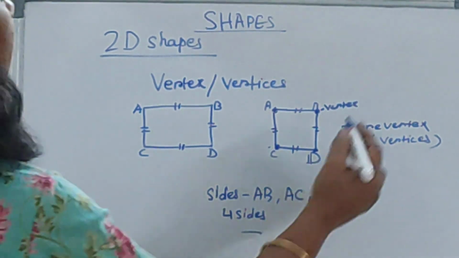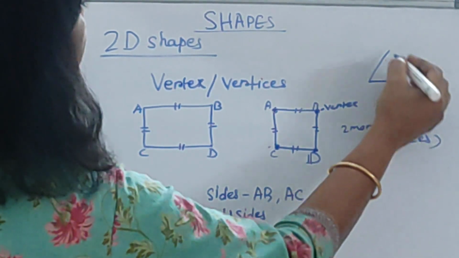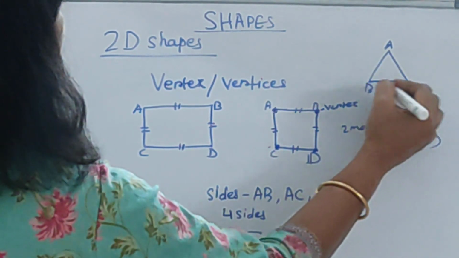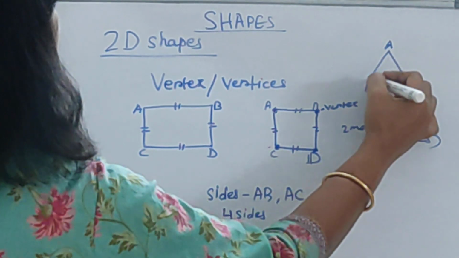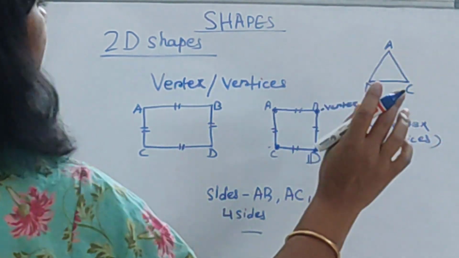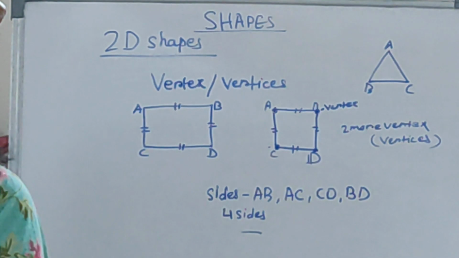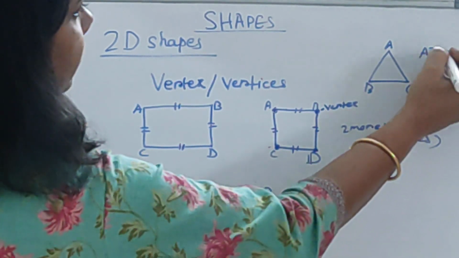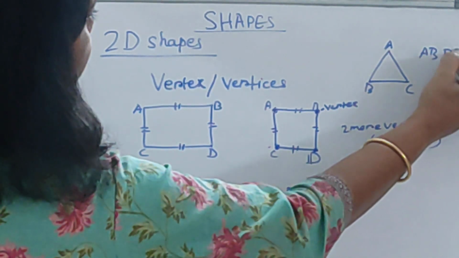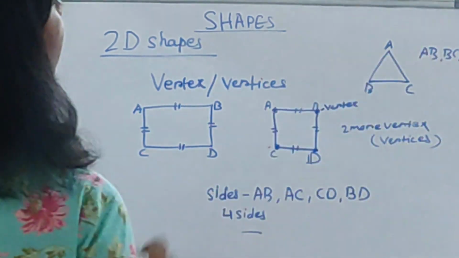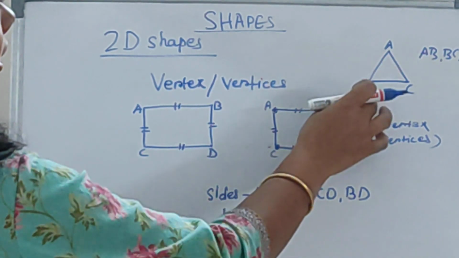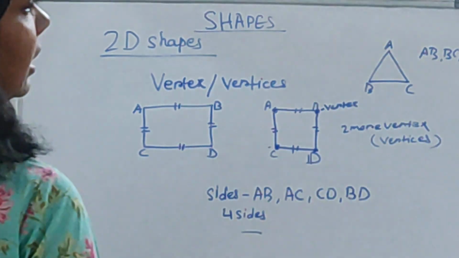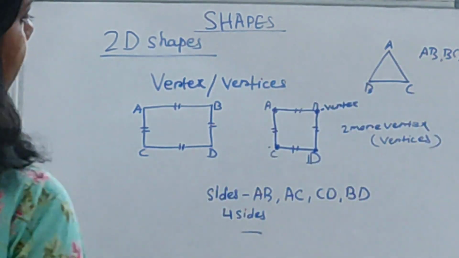Can you tell me how many sides are in a triangle? So see, A, B and C. These are the vertices. So here how many sides are there? See, first is AB, BC and CA. So there are how many sides? AB, BC and AC. There are three sides in a triangle.